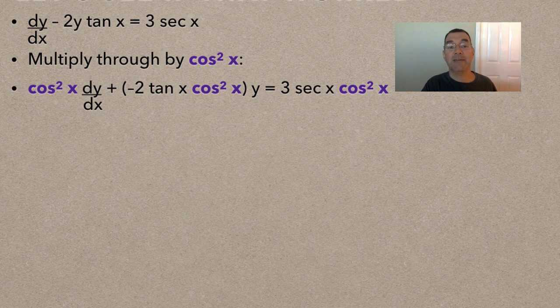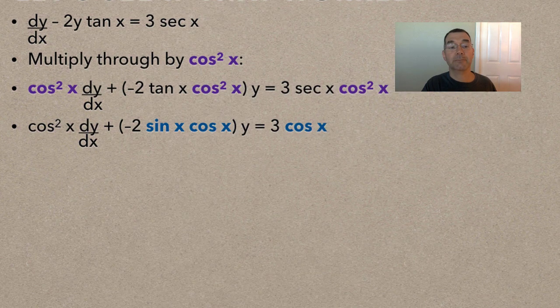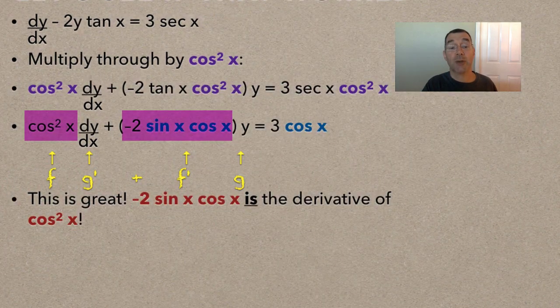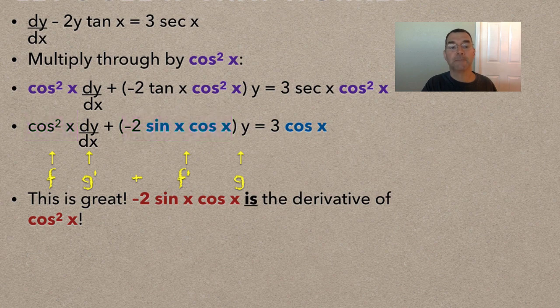And now I'm going to see if any of those terms can actually be simplified. Well, the first term can't be, so it stays as cosine squared of x times dy dx. The second term becomes negative 2 sine x cosine x. The y stays as y, and then on the right-hand side, that simplifies to be 3 times the cosine of x. Well, if I look at what I've created on the left-hand side, I do have a function f, which is cosine squared. And then the derivative of cosine squared is, in fact, negative 2 times sine x times cosine x. All right, so I've created what I wanted to create.